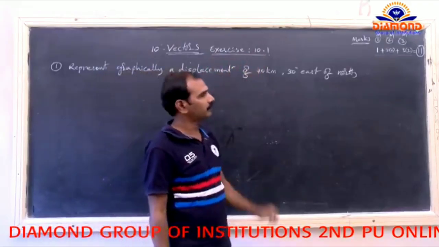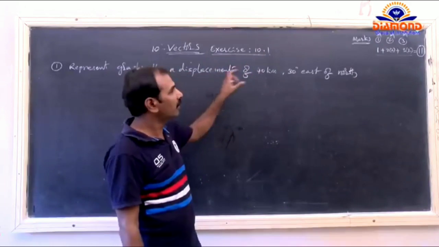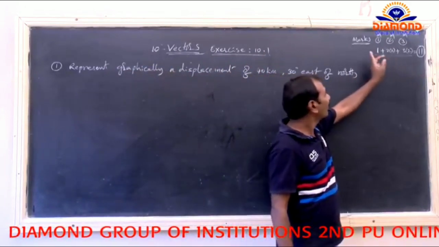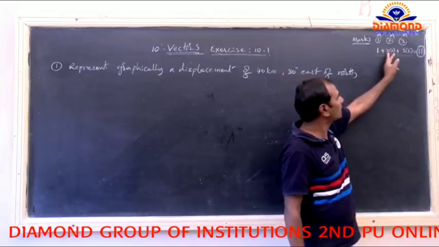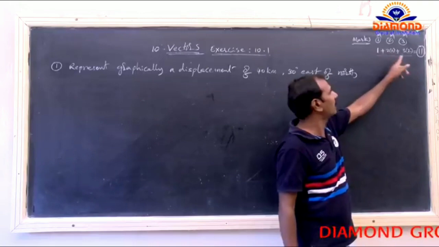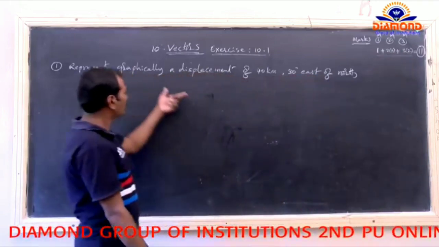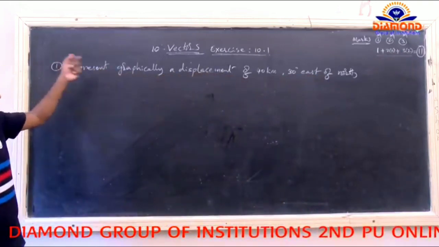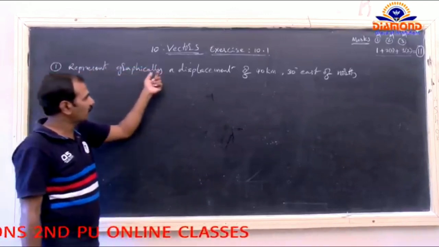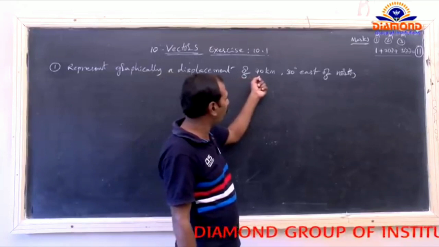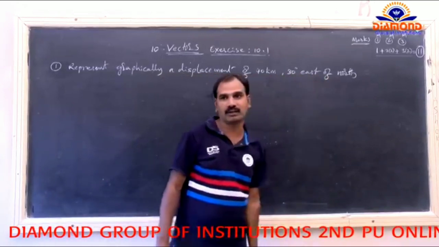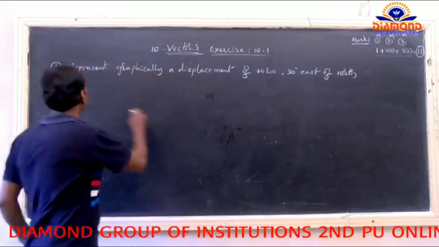Exercise number 10.1. So the total vectors chapter weightage is 11 marks: 1 mark question, 2 marks questions 2, 3 marks questions 2. So 6 plus 4, 10 plus 1, 11 marks total weightage. So here, first exercise 10.1. First question: represent graphically a displacement of 40 kilometers 30 degrees east of north. Same question, example 1.